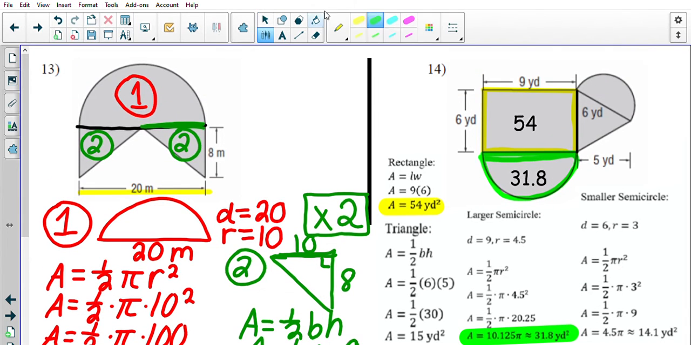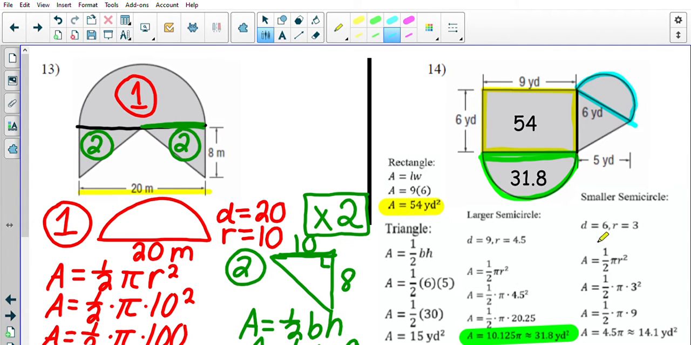Let's do our smaller semicircle, which I'm going to outline in blue. That's going to be this semicircle. And the 6 yards actually goes with the diameter of this semicircle. You might think, well, does it go with this line? That's the one we drew in, so it doesn't go with that. So the diameter of this semicircle is 6, which makes the radius 3.